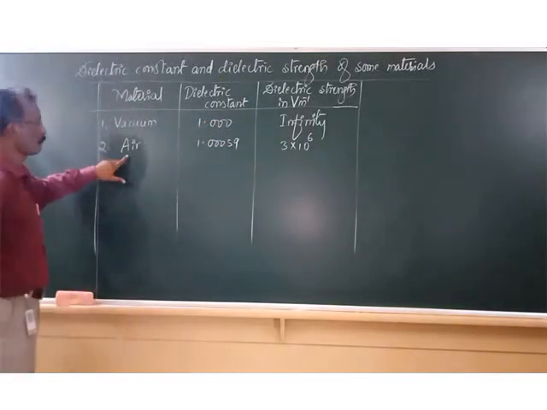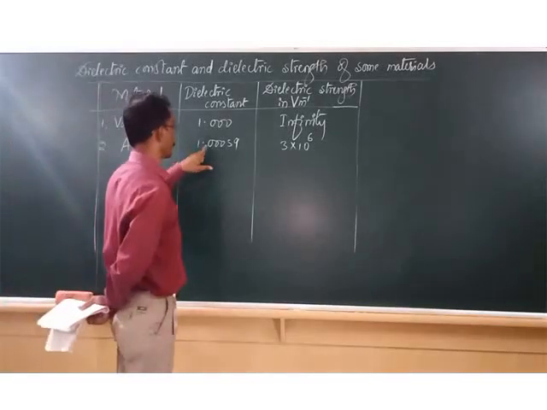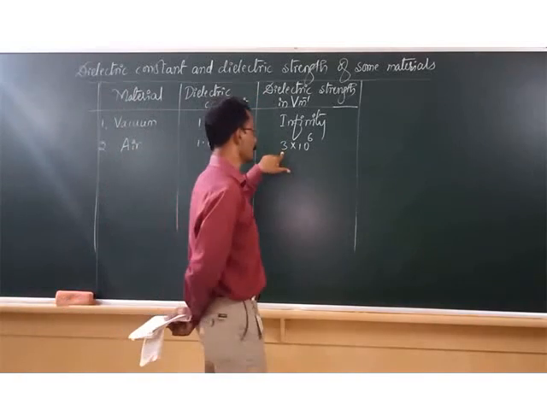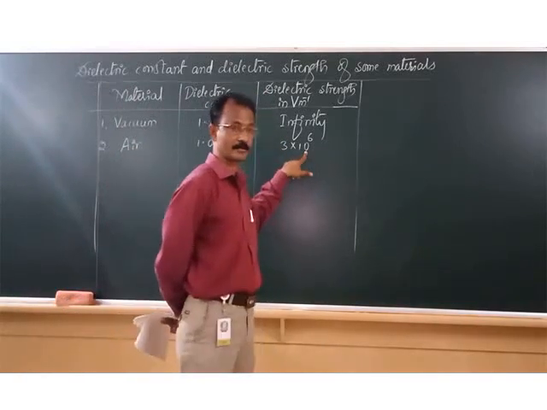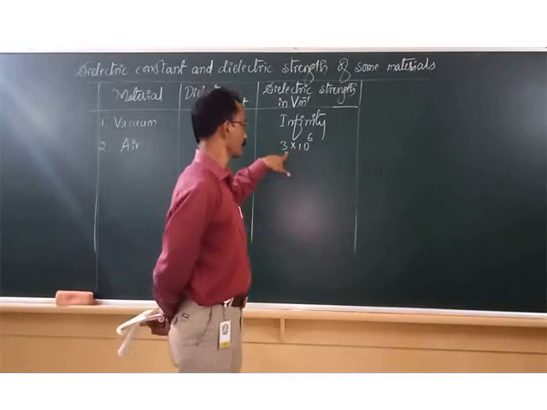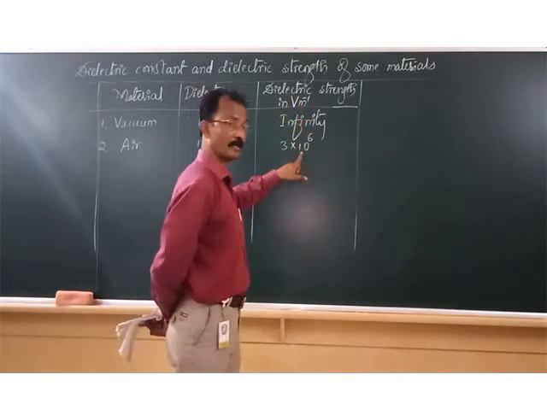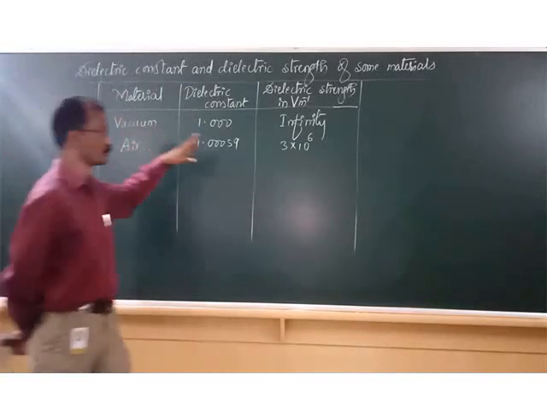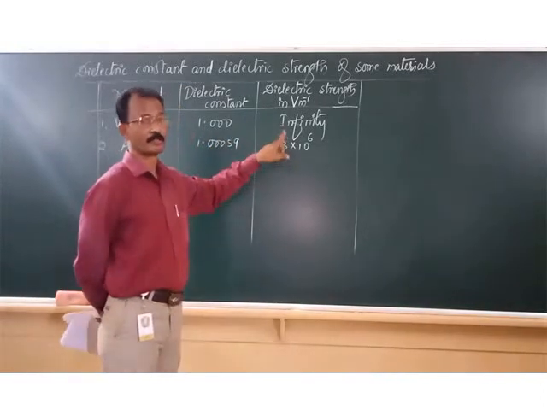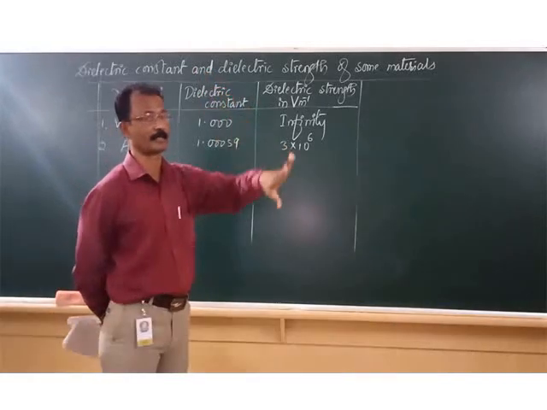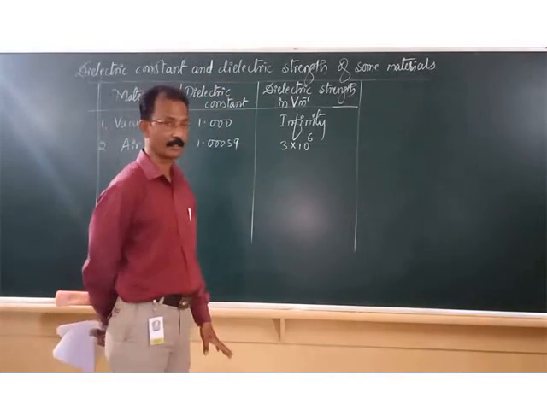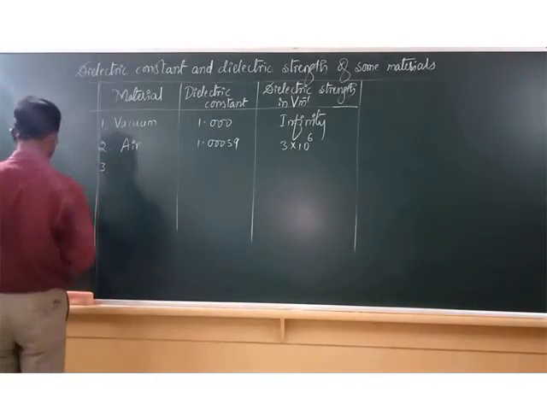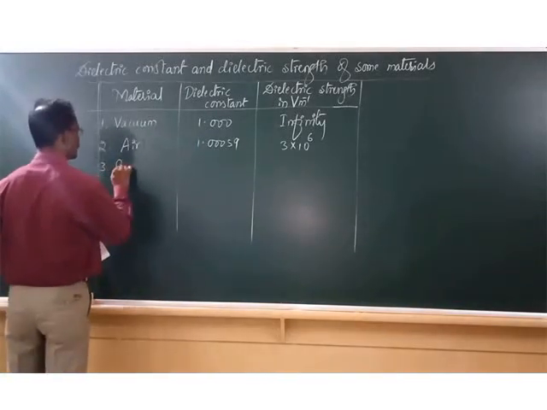For air, the dielectric constant is 1.00059, but its dielectric strength is 3 into 10 raised to 6. Air can tolerate 3 megavolt per meter of electric field. Above this value, the air also becomes a conductor; it loses its dielectric property. And the third one, bakelite.